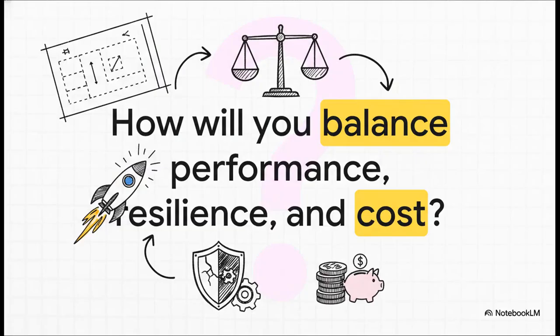So there you have it. You've got the architect's blueprint. But here's the real trick, right? The art of being a great cloud admin is all about balancing these 3 pillars. Better performance costs more. Higher resilience costs more. It's a constant trade-off. So the question I'll leave you with is this. Now that you have the blueprint, for your next project, how are you going to balance performance, resilience, and cost?